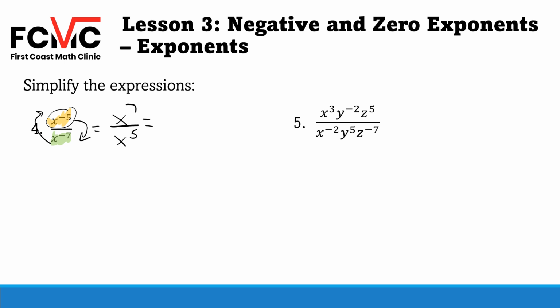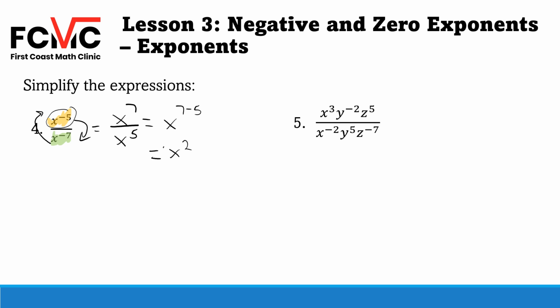So this is going to be rewritten as x to the 7th over x to the 5th. Now, I'm dividing my bases, so we can use our quotient property, keep our base, subtract our exponents, x to the 7 minus 5, which is going to give us x to the 2nd power.